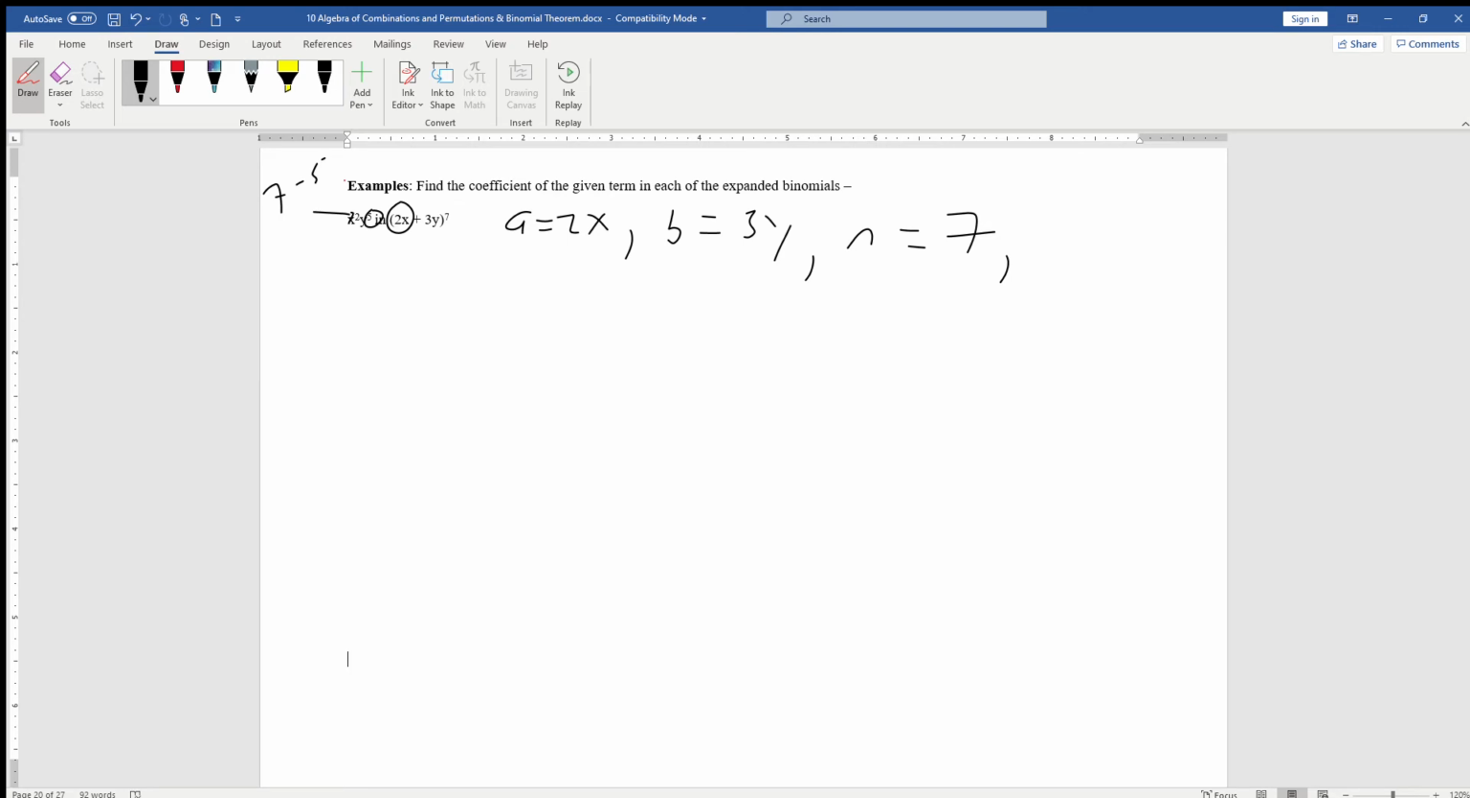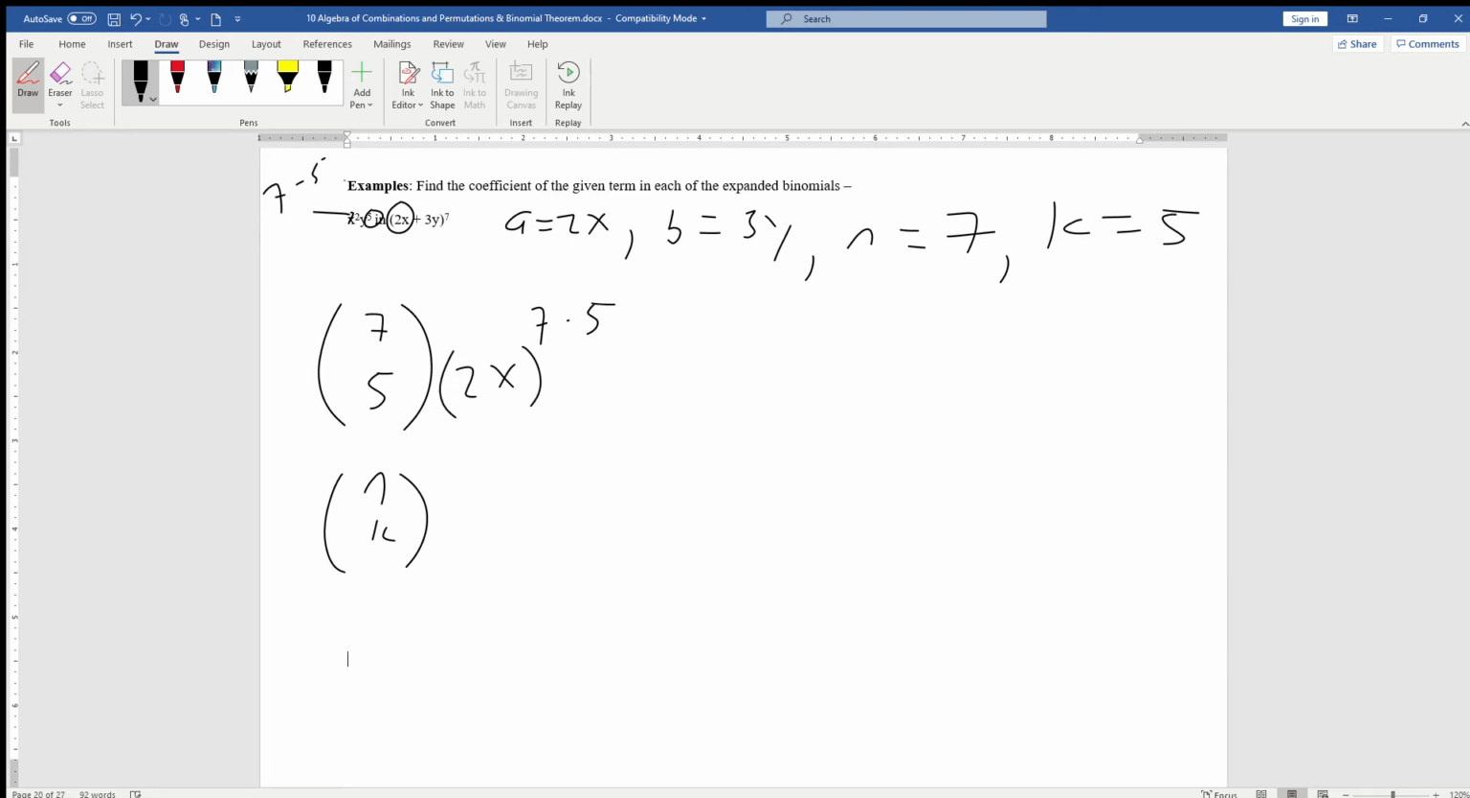in our binomial formula. So if I throw this into the binomial formula, given all of these different parameters, then the coefficient is going to be given by 7 combination 5, because remember that's n combination k. We're going to have 2x to the n minus k, so it would be 7 minus 5, because remember the formula is a to the n minus k. And then we're going to have 3y to the k power, or in other words, b to the k power, which is the 5th power. Okay. And at this point, we're just going to compute.